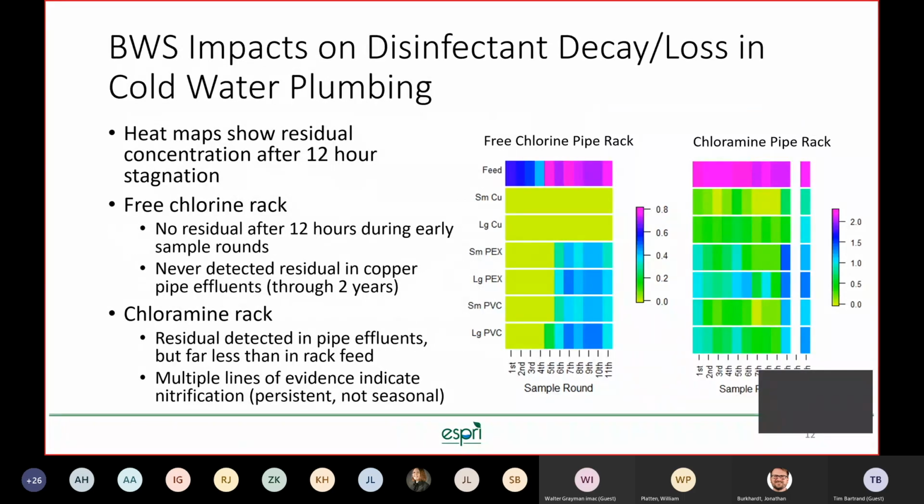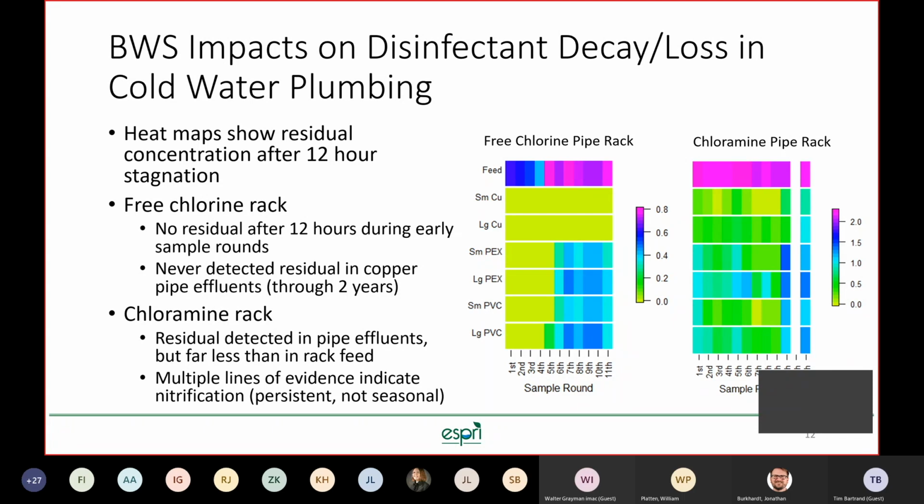All right, I'll explain the figures on the right first. They're a little bit hard to process at first, the heat maps, and then I'll tell you what they tell you. These are results of disinfectant residual. The heat maps show the disinfectant residual concentration over time. Sample round, you can think of that on the x-axis as the time. Each of the sample rounds in this study went on for about 9 months, and then we took additional data that aren't shown here.